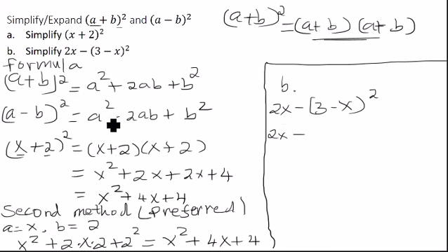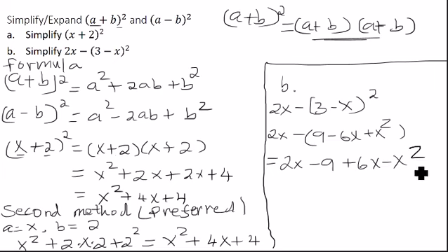(a minus b) squared is going to be a squared minus 2ab plus b squared. In my case, a equals 3 and b equals x. So it's going to be a squared, which is 9, minus 2ab, 2 times 3 is 6, times x, so 6x, and then plus b squared, which is x squared. Now I'm going to distribute the minus sign inside. So I have 2x minus 9, then minus times a minus is a plus 6x, and a minus times a plus is a minus x squared.